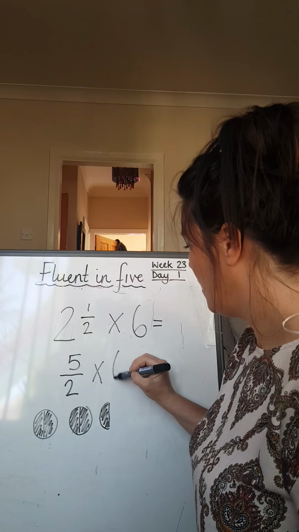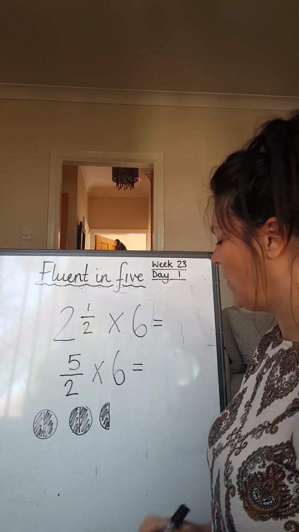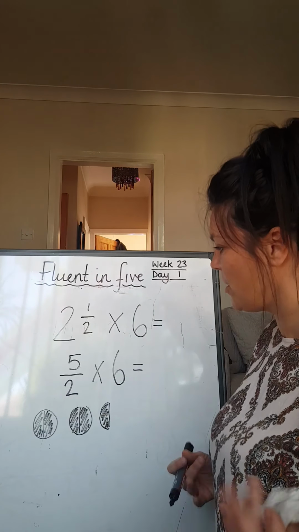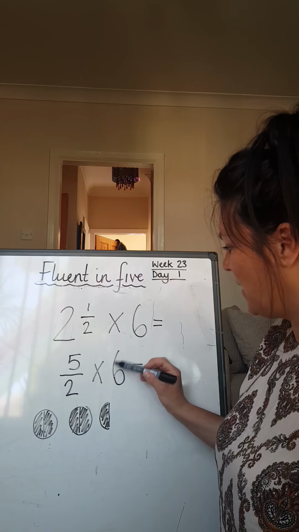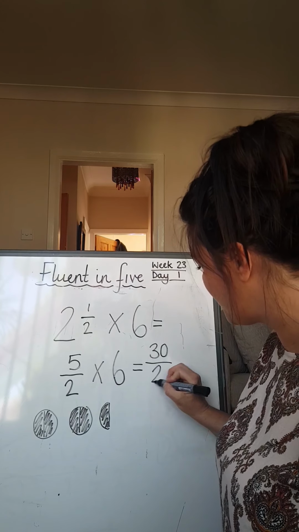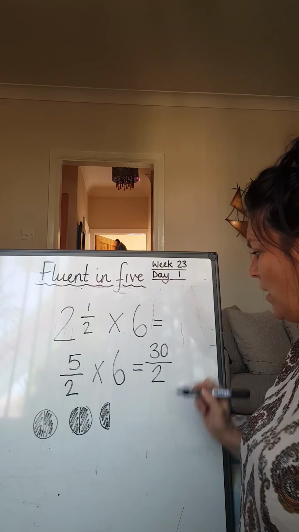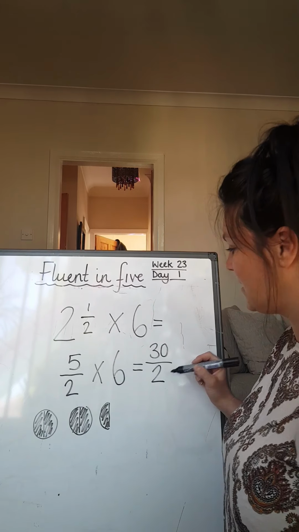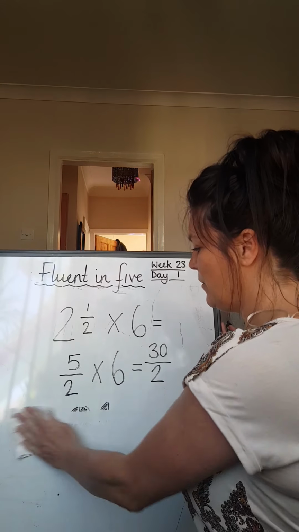Now I can do the calculation. 5 halves times 6. Remember the tune, multiply by the top, divide by the bottom. Now this number is quite small, so I'm going to do the times bit first. 5 times 6 is 30. 30 what? I hear you say 30 halves. So I can do a divide now because this is heavier at the top than it is at the bottom. It's an improper fraction, so I'm going to do the divide.